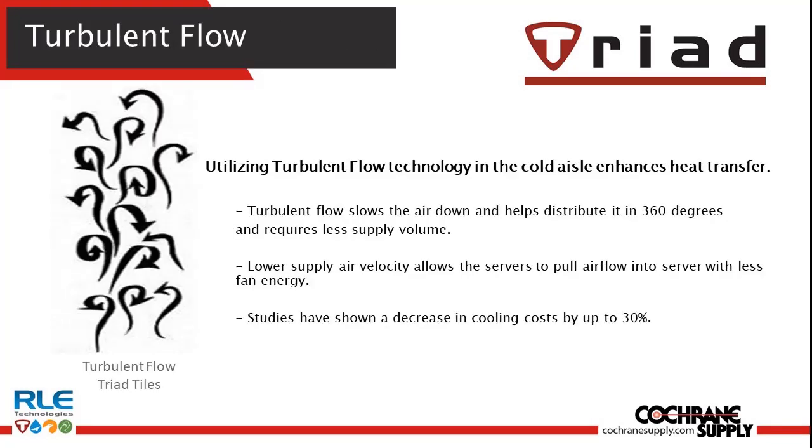So the way our performance panels work is leveraging a turbulent flow technology in the cold aisles to enhance the heat transfer. So we're going to slow the air down and help distribute it in 360 degrees, requiring less supply volume. Lowering that supply air velocity also allows the servers to pull airflow into the servers with less fan energy. Studies have shown a decrease in cooling costs by up to 30% leveraging our panels.